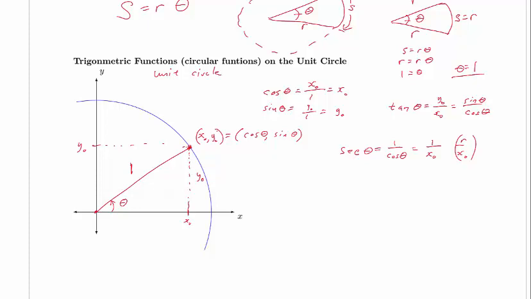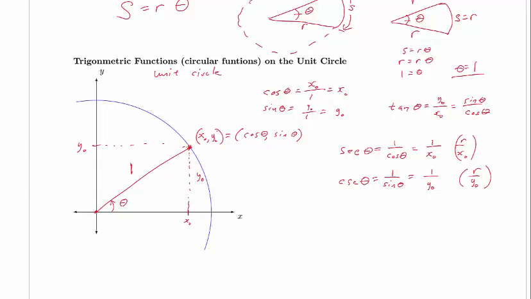Alright, so the cosecant theta equals 1 divided by sine theta, which is 1 over the y coordinate, which more generally would be the radius divided by the y coordinate, but again, the radius is 1. So that's secant and cosecant.